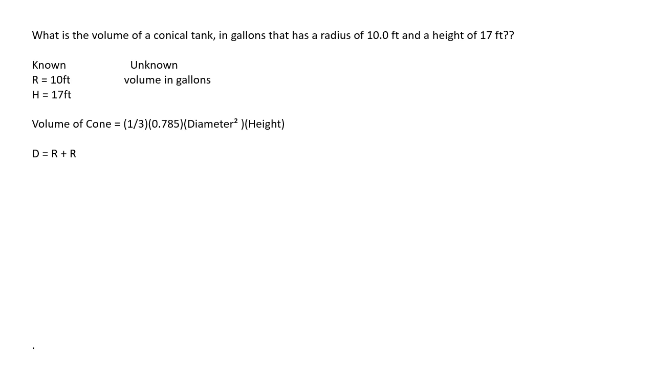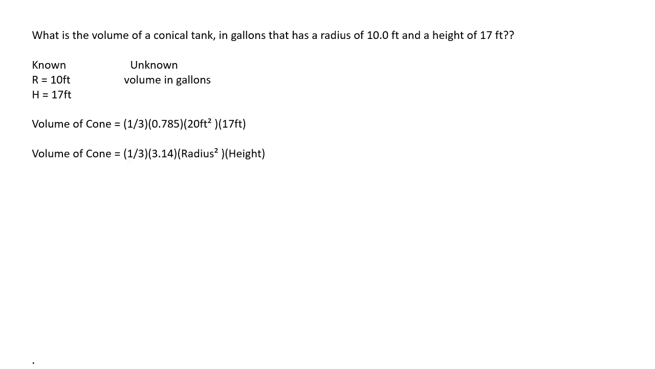So first we're going to find the diameter, which is twice as long as the radius. So you're going to add it together. Radius plus radius equals diameter. That's 10 feet plus 10 feet, and you get an answer of 20 feet. So now we can plug this in for our diameter because we're already in feet. So the volume of the cone is 1/3 times 0.785 times 20 feet squared times 17 feet.